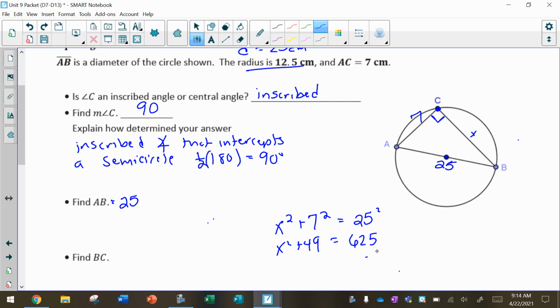All right, 625. I'm going to go grab my calculator real quick. Hold up. Grabbing my calculator. It's on the other side of the room.